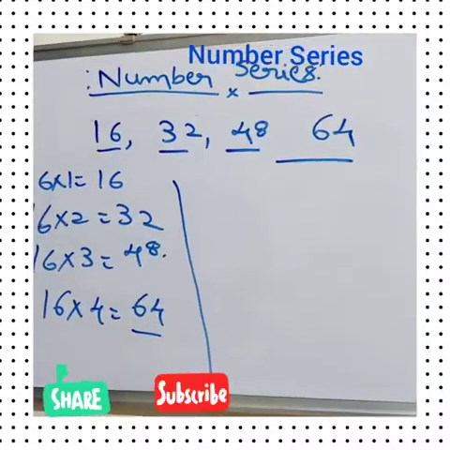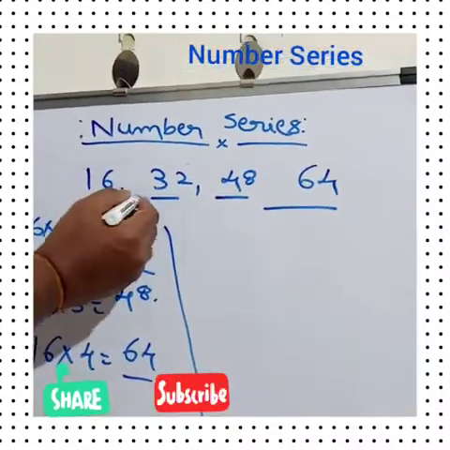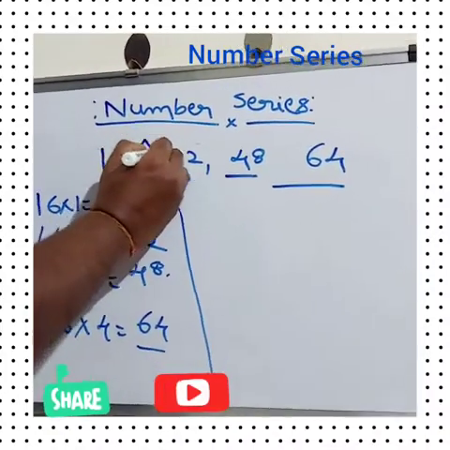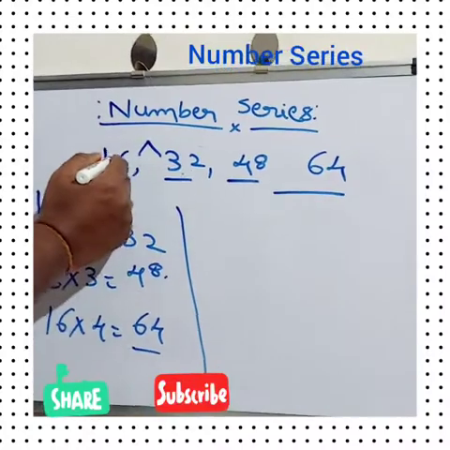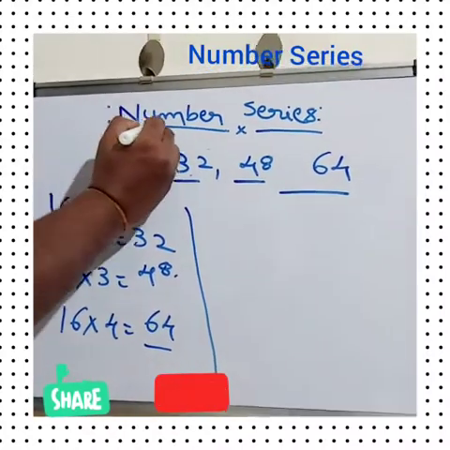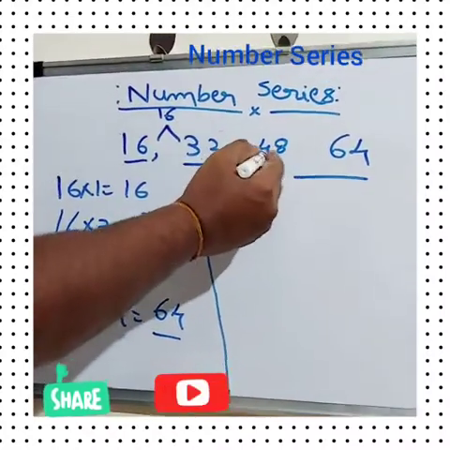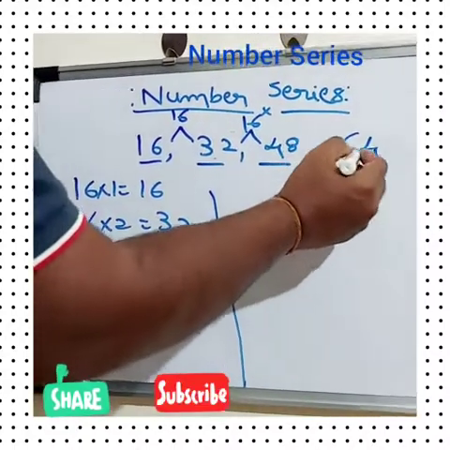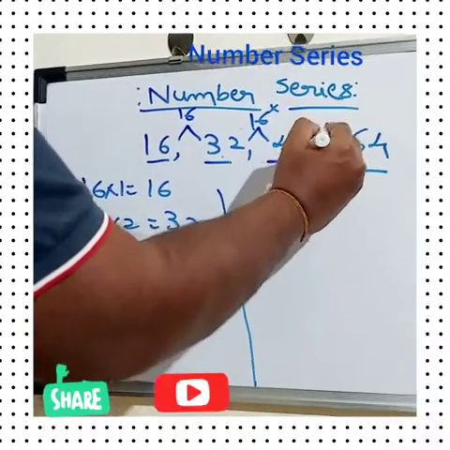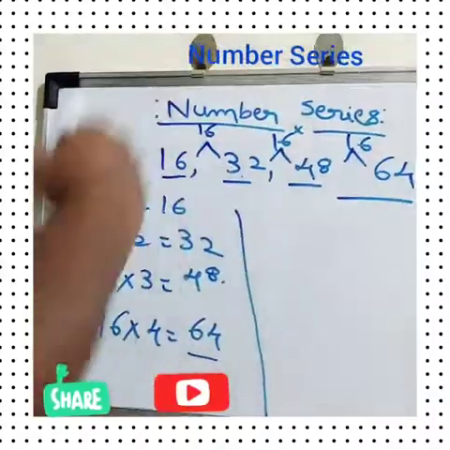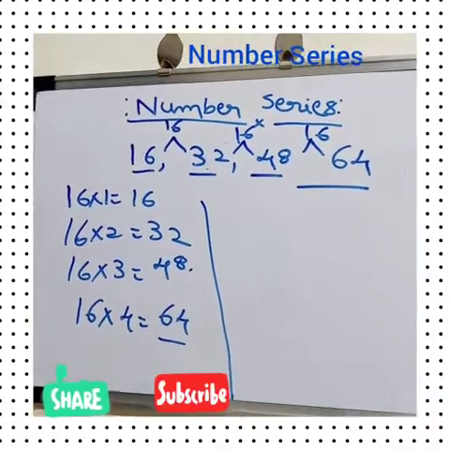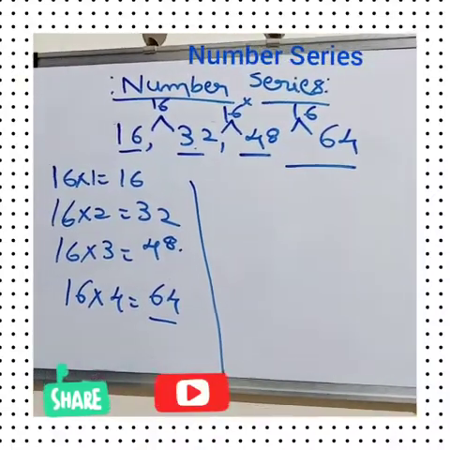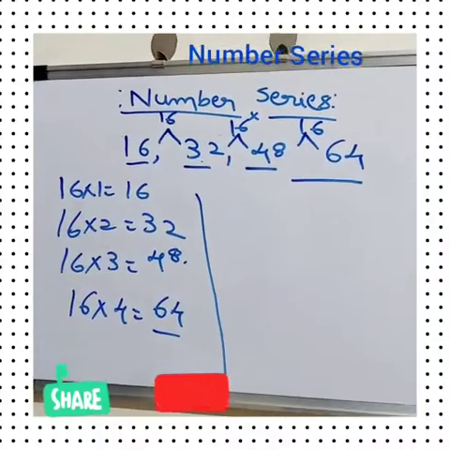What is the other way? The other way is that we need to find the difference between the second number and the first number. If you see the difference, what is it? When you subtract 16 from 32, you get the difference as 16. Similarly, when you subtract 32 from 48, the difference is 16. Similarly, when you subtract 48 from 64, the difference is 16. So this is another logic. We can use either the multiples logic or the subtraction logic, and the answer is 64.